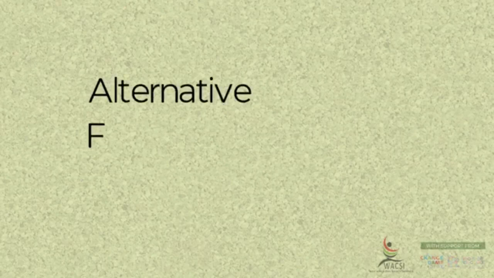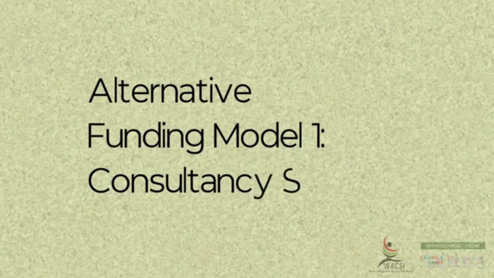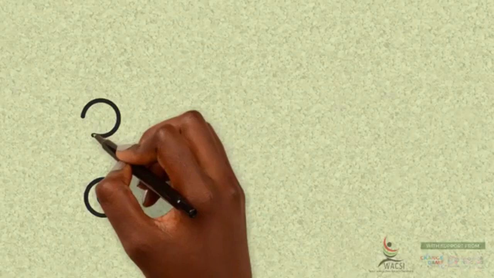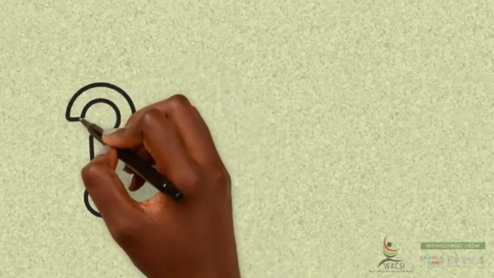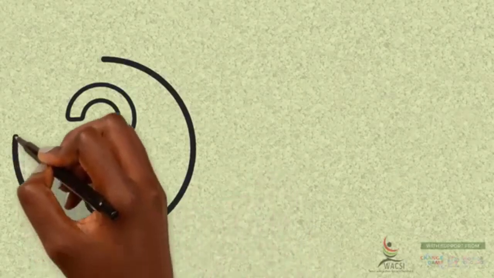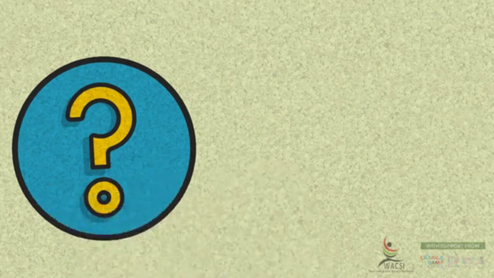In this first module, we will be looking at the first alternative funding model, which is consultancy services. As a civil society organization, as a non-governmental organization, can you offer consultancy services? Can you use this as a means to generate additional resources to support the work that you are doing?